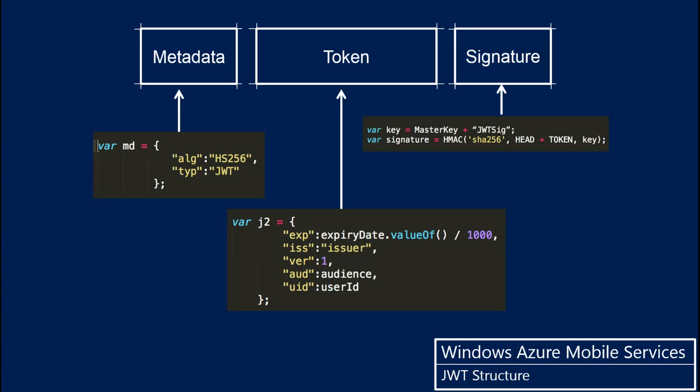Yes, you? I have a few legacy websites using membership providers. How do I integrate the authentication between membership providers and mobile services? Can I switch here? Let me give you a mouse back.